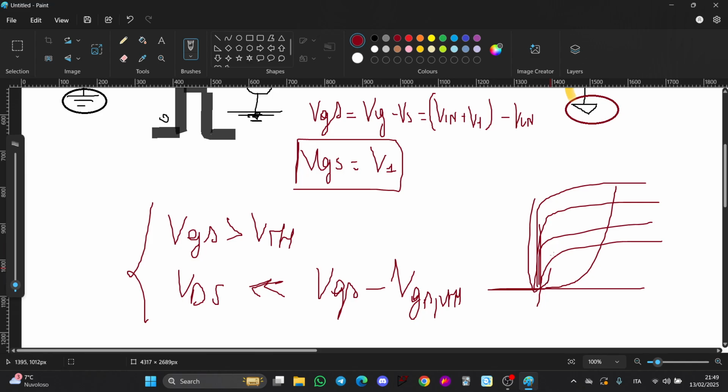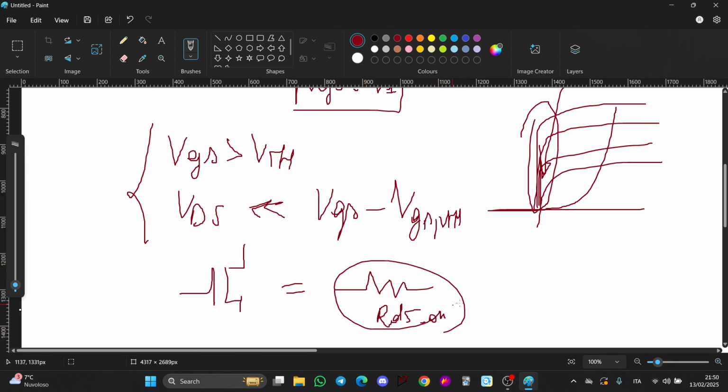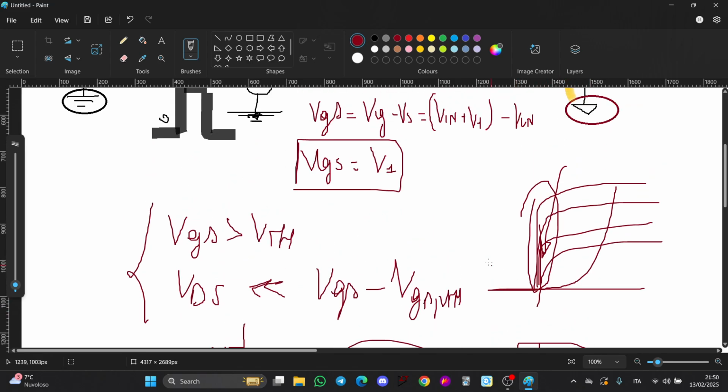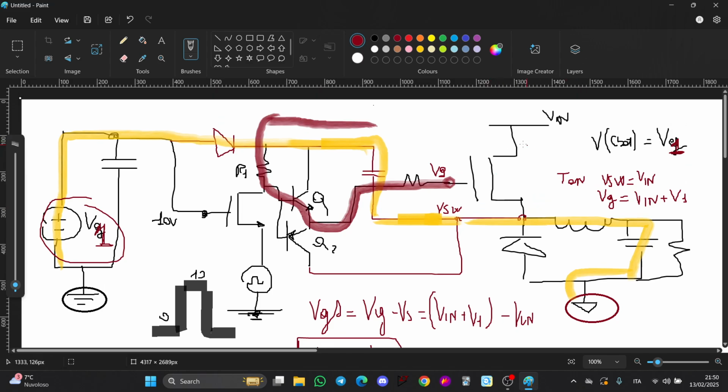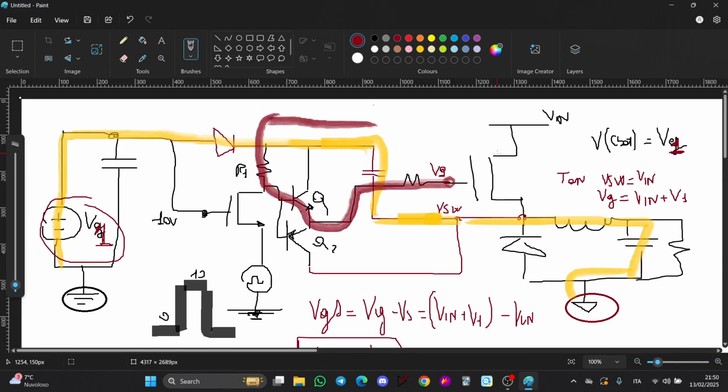You are basically here in the ohmic region, and then the MOSFET is behaving like a resistor, which is equal to the RDS(on), which is in the order of 1 milliohm, 10 milliohms. So basically, we are making sure that this MOSFET works in the ohmic region, and now it is switching. Now the turn off is basically the same.